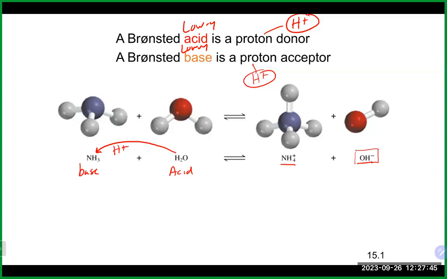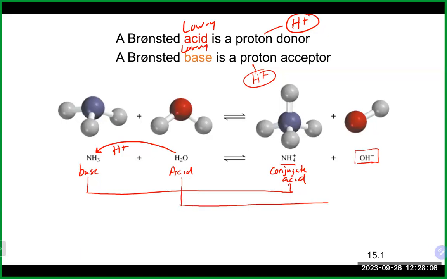The consequence of the Bronsted-Lowry definition is that it will create pairs on opposite sides of the arrow. So the base on the left-hand side is paired up with what is known as the conjugate acid on the right-hand side of the arrow. On the left-hand side of the arrow, the acid is paired up with the conjugate base in this case.